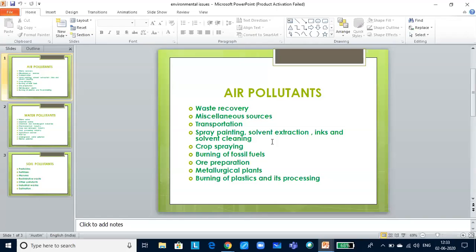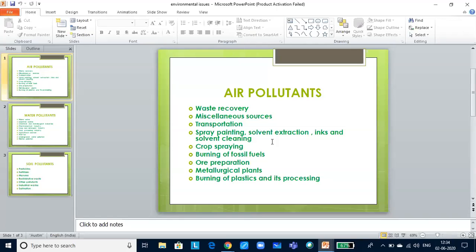One is waste recovery. That is, the source would be scrap metals and plants rendering the metals. Pollutants released will be smoke, odorous metal fumes, soot, etc. Miscellaneous sources would be chemical plants, petroleum refineries, cement factories, paper mills, fertilizer factories, and glass manufacturing industries. Pollutants could be hydrogen sulfide, sulfur dioxide, fluorides, organic vapors, and dust.